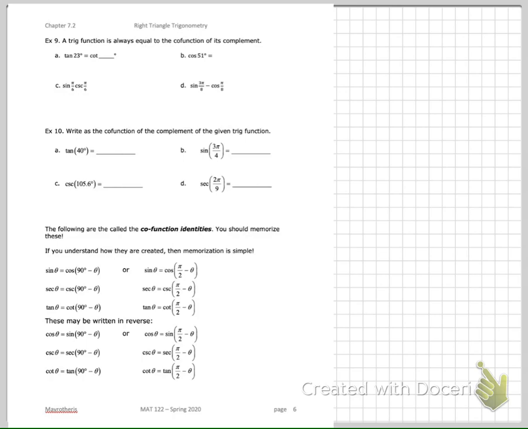So 9a, let's find the complement. And so that's 90 minus 23. Our complement is 67, which means the tangent of 23 is going to be equal to the cotangent of the complement, which is 67, and the little degree's not in the right place.